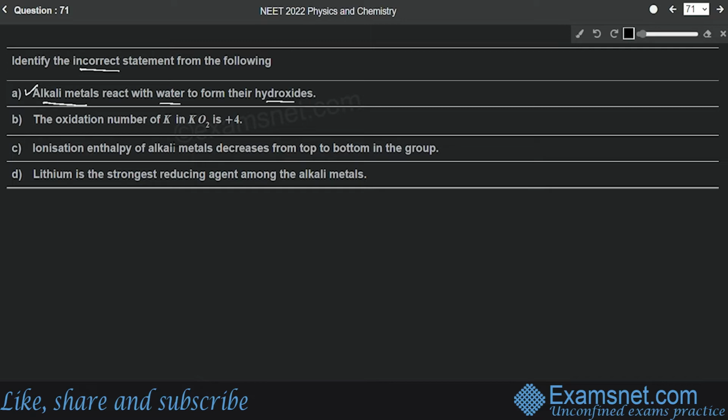Okay. Now let's have a look at the chemical reaction here. This is the alkali metal. It reacts with water molecule to give metal ion plus OH minus ion plus hydrogen. Okay. What is M here? It is the alkali metal.